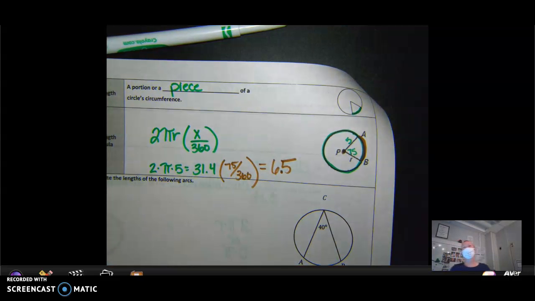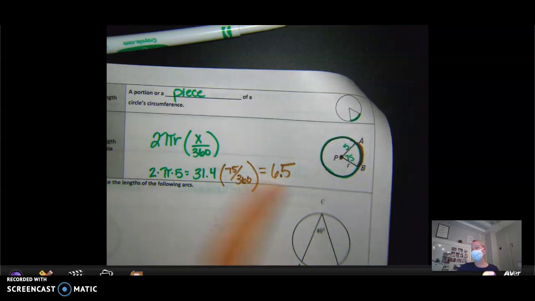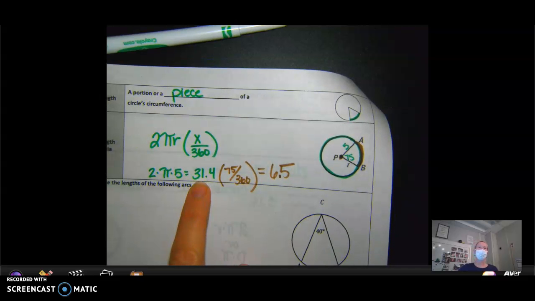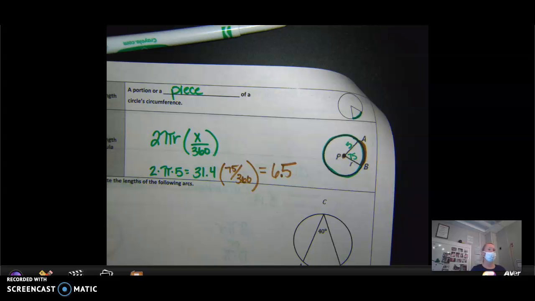Which should make sense, because 75 goes into it. 75, 150, 225, 300, 375 is a little bit more, so about 5 times, right? 75 degrees would go into that 360 about 5 times. Well, about 5 times 6.5 gets us to this whole circumference. So that should make sense as an answer, right?